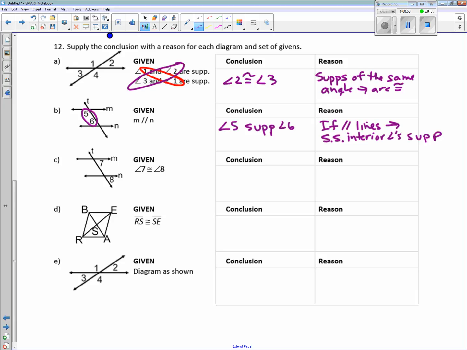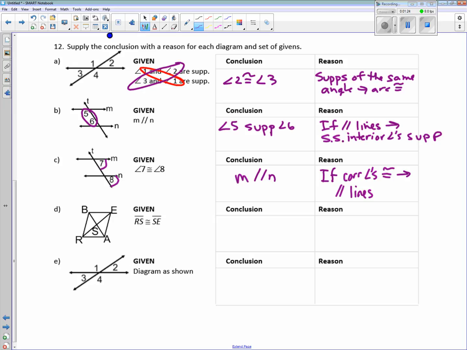In letter C, 7 and 8, if I'm given 7 is congruent to angle 8, those would be corresponding angles congruent, so that means that these lines are parallel. The reason is if two lines are cut by a transversal such that corresponding angles are congruent, it means that the lines are parallel.